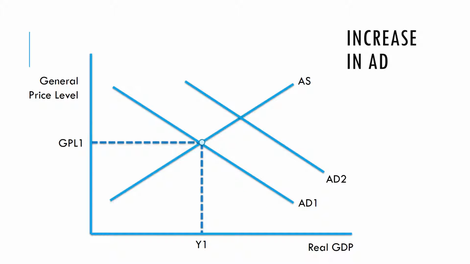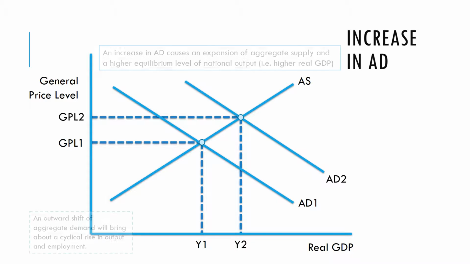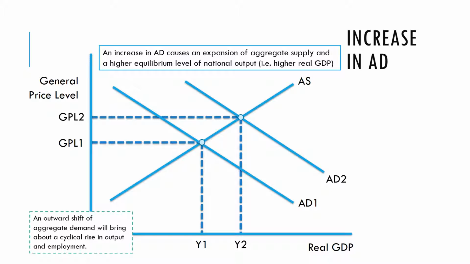Well, an increase in aggregate demand would move the economy from a price level 1, output level of Y1, to a price level 2, output level Y2. So the economy would move from this equilibrium position here to this equilibrium position here. So an increase in AD causes an expansion of aggregate supply, a movement along the supply curve, and a higher equilibrium level of output. An outward shift of aggregate demand will bring about a cyclical rise in output, and also we would note probably a rise in employment as more is being produced.